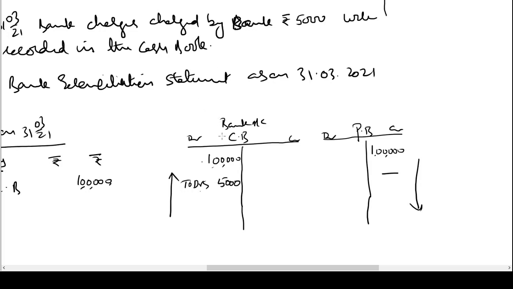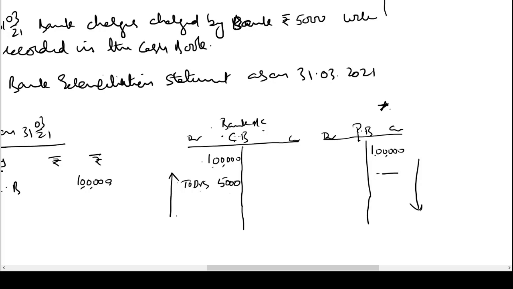Now I want to make cash book balance equal to passbook balance. I'll put a star mark here for passbook because I want to make cash book equal to passbook. If I want to make passbook equal to cash book, I'll put a star mark to cash book. Because of recording this deposit, the cash book balance increased, but there was no entry in the passbook. That is why it is showing a lower balance.